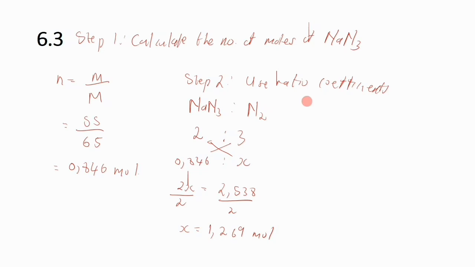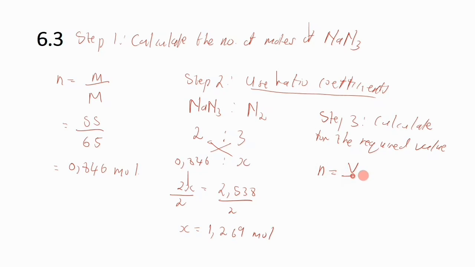Now that we have the number of moles of nitrogen gas, let's move to step number 3, which is now we will have to calculate for the required value. So, okay, now remember they touched upon STP, and the only formula that is allowed to be used when they say STP is this one, n equals V over Vm. So we already have the number of moles, we are looking for the volume, and the Vm is a constant. So we have 1.269 equals V over Vm, where Vm will be 22.4 as given in our data sheet. And then here we cross multiply. This will give us 28.43 dm cube. And that's how you have your volume.